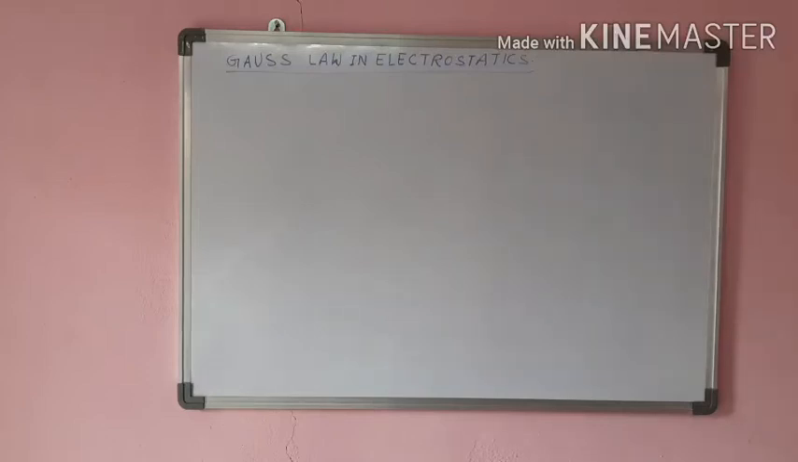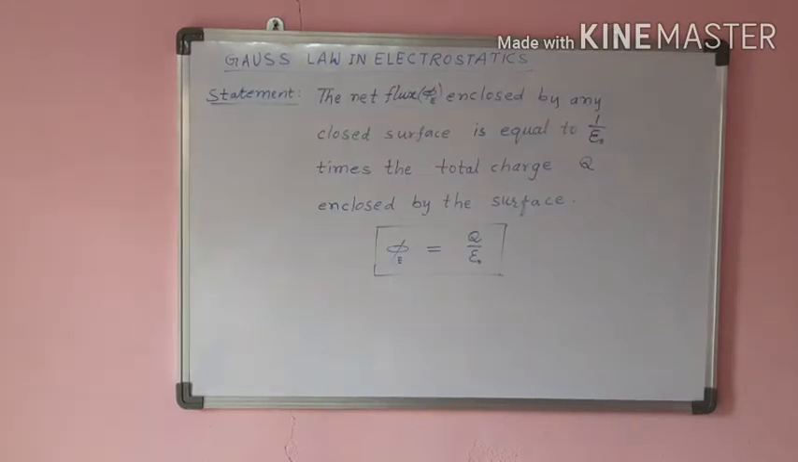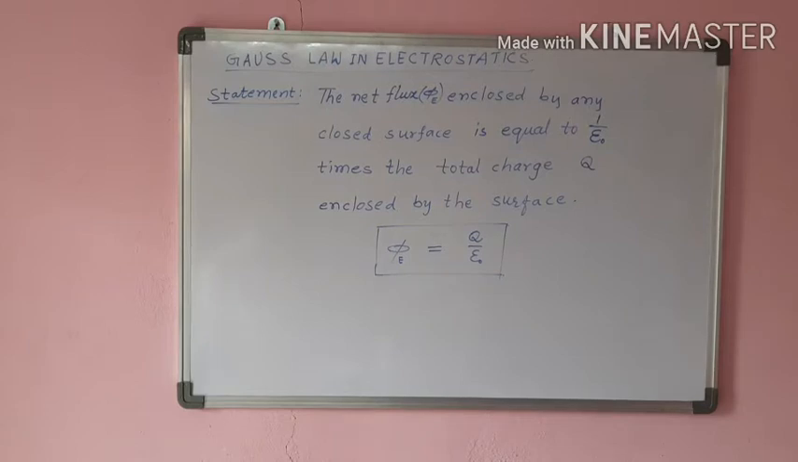Gauss law in electrostatics. Let us take the statement. It states that the net flux phi E enclosed by any closed surface is equal to 1 by epsilon naught times the total charge capital Q enclosed by the surface. Phi E is equal to Q by epsilon naught. Here, epsilon naught is the permittivity of free space.